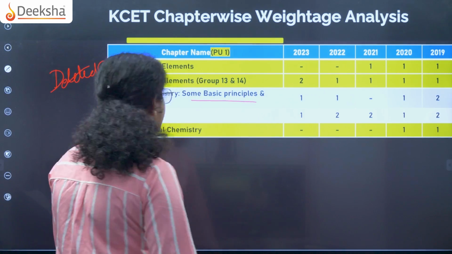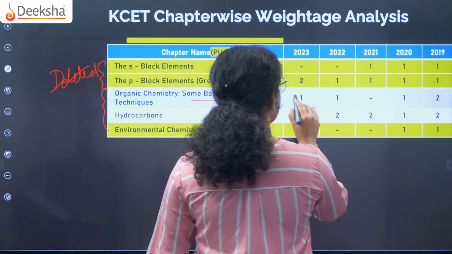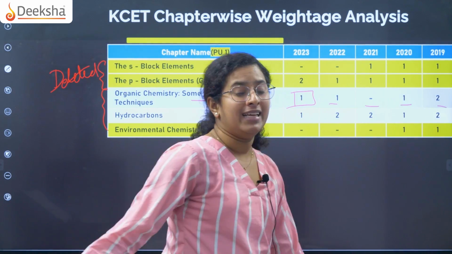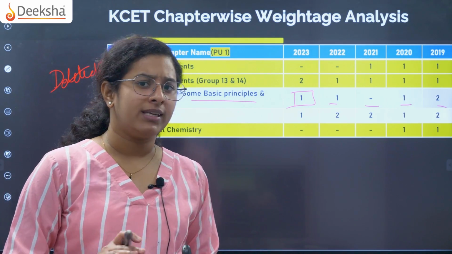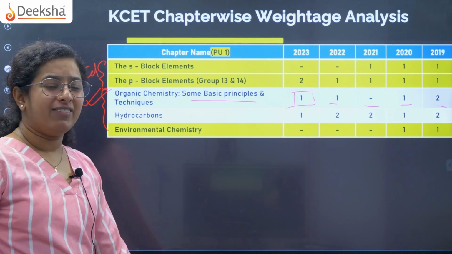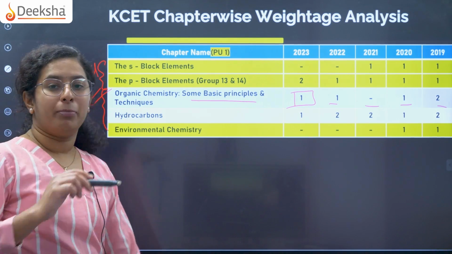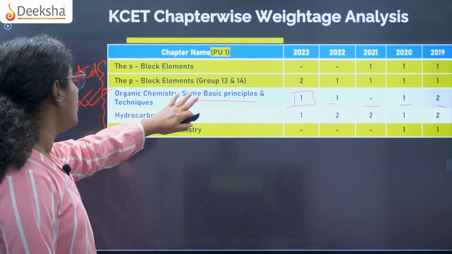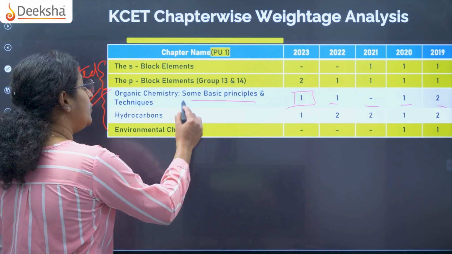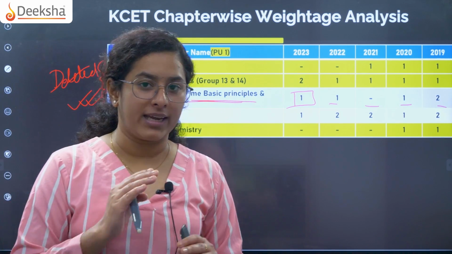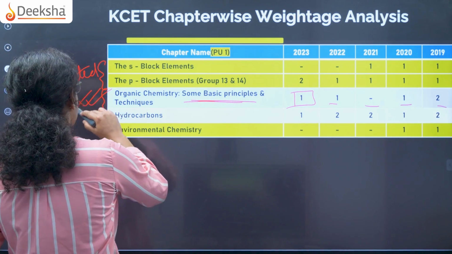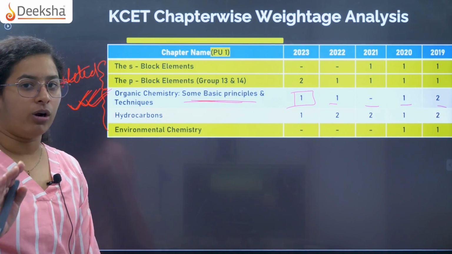The first one is some basic principles and techniques. Last year they asked only one question. You can see 1, 1, 0, 1, 2, which means you can expect 0 to 2 questions from this chapter, some basic principles of organic chemistry. But I will tell you, this is a must-do chapter. Why? Because all the basic things are studied in this particular chapter. If you want to understand the remaining organic chapters, you have to be thorough with these basic principles. So it is one of the must-do chapters. Got it?